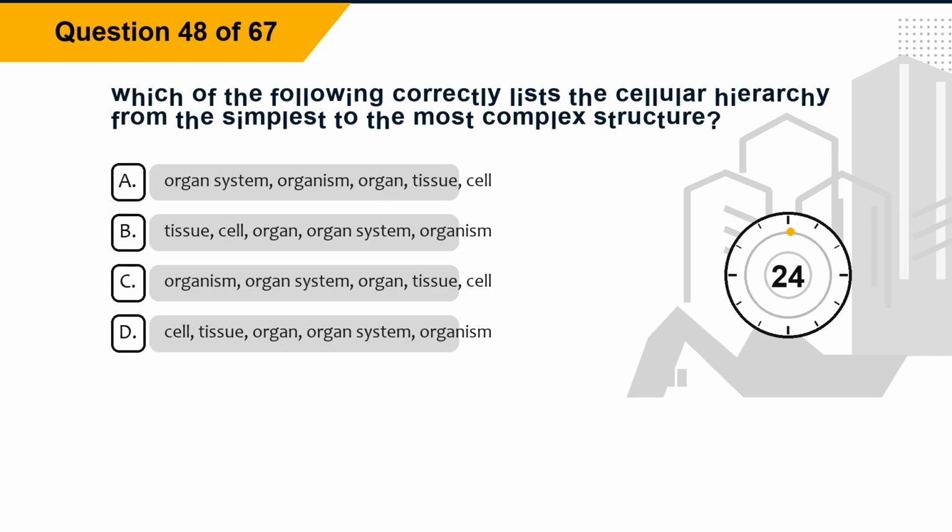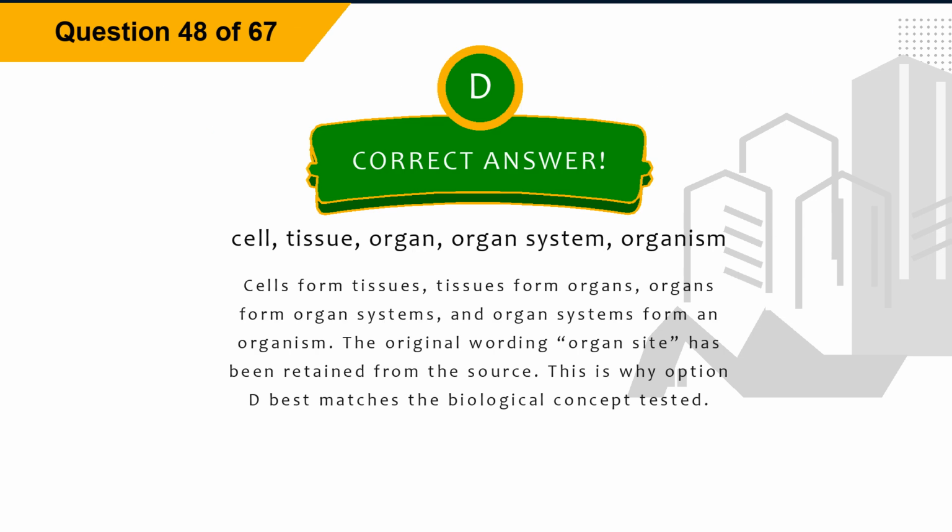Question 48. Which of the following correctly lists the cellular hierarchy from the simplest to the most complex structure? Option A, organ system, organism, organ, tissue, cell. Option B, tissue, cell, organ, organ system, organism. Option C, organism, organ system, organ, tissue, cell. Option D, cell, tissue, organ, organ system, organism. The correct answer is option D, cell, tissue, organ, organ system, organism.